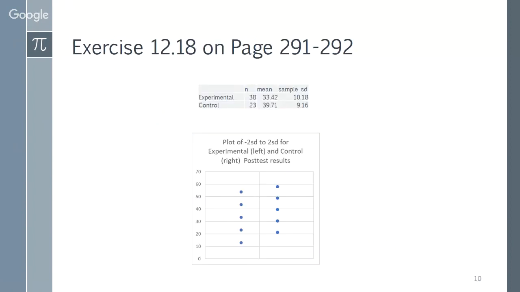Let's dive right in and do an example of this. I'm going to do example 12.18. This is on pages 291 to 292. We're talking about hemodialysis and anxiety. So apparently, patients who undergo chronic hemodialysis suffer from anxiety, which makes a lot of sense, severe anxiety. So a study was done in the 80s, and this is from an actual study. You should be able to look this up online.